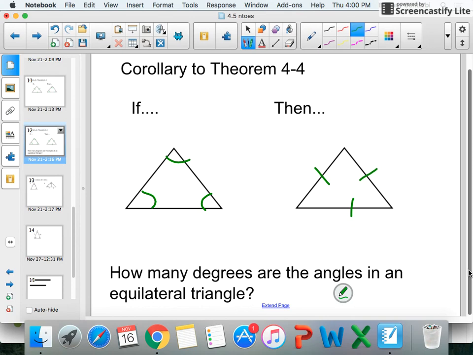And then this question down here says how many degrees are the angles in an equilateral triangle? Well, we know that in a triangle there's 180 degrees. So if all three angles are congruent, we divide it by 3. So in an equilateral triangle, all the angles are going to be 60 degrees.